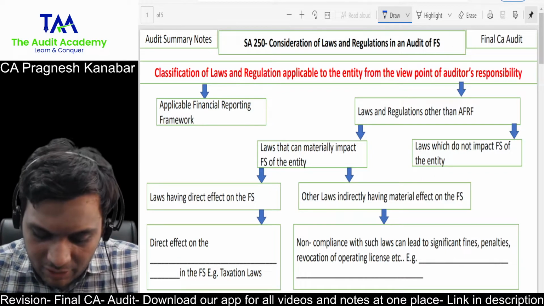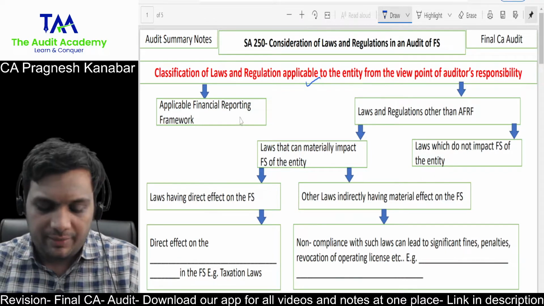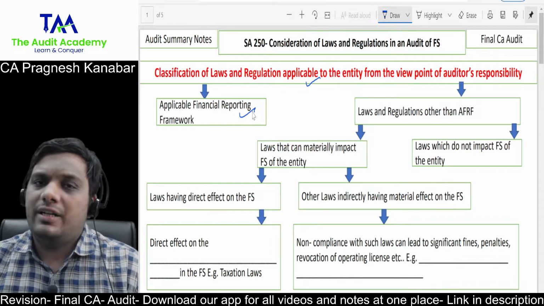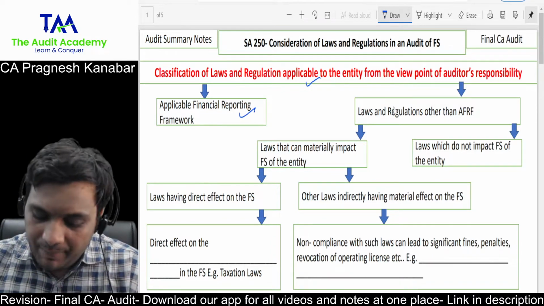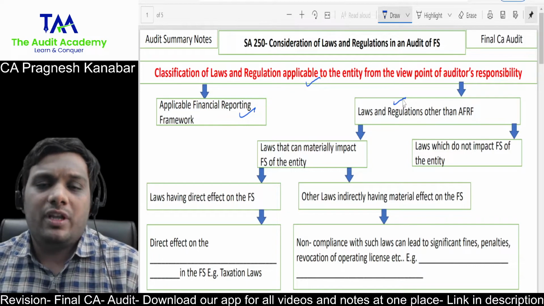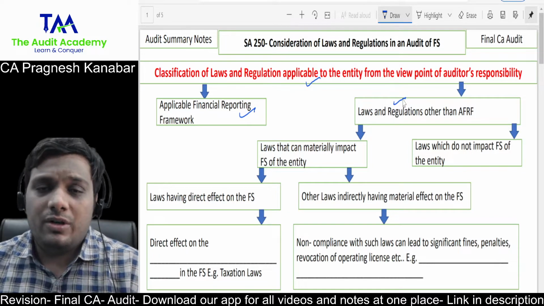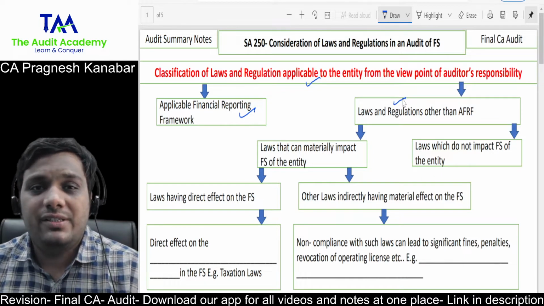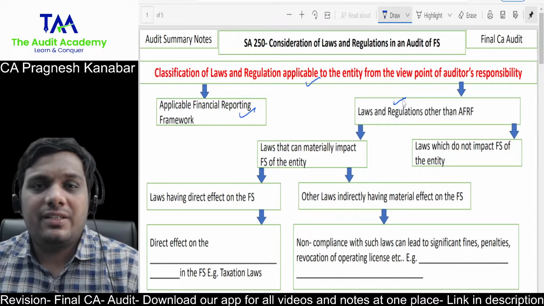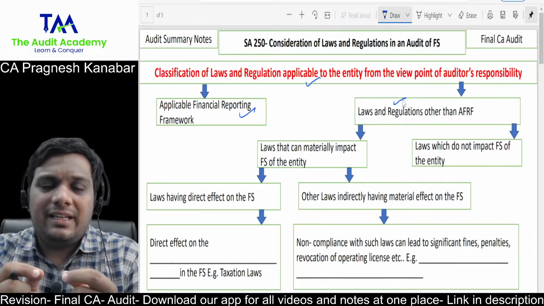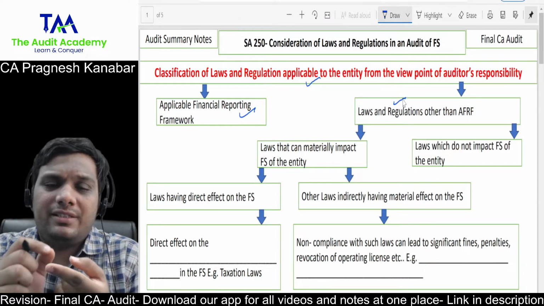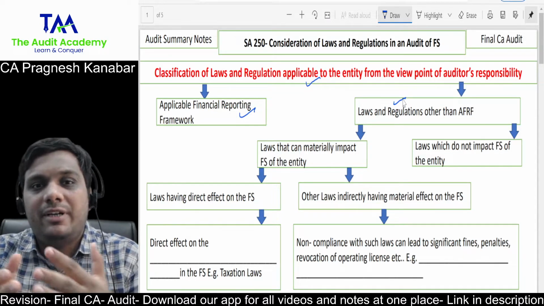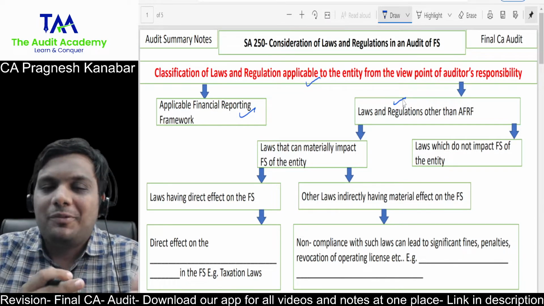Look at this classification of laws and regulations that are applicable to the entity. Anything dealing with the applicable financial reporting framework like Schedule 3, Ind AS, obviously you will be worried about that. Apart from that, there are so many laws and provisions which can directly have a material effect on the financial statements. Yes, for example, taxation laws. Directly it has an impact on the calculation of TDS, then advance tax, then provisions to be shown or contingent liabilities based upon show cause notice, demand notice.